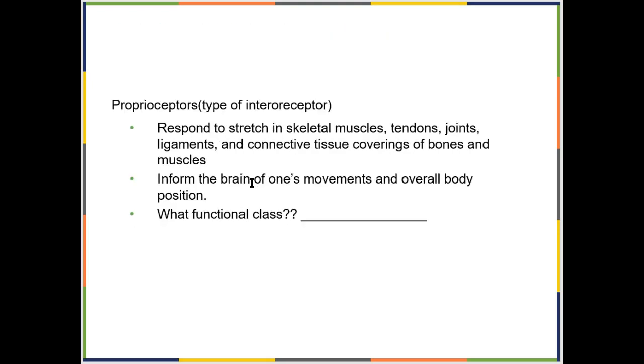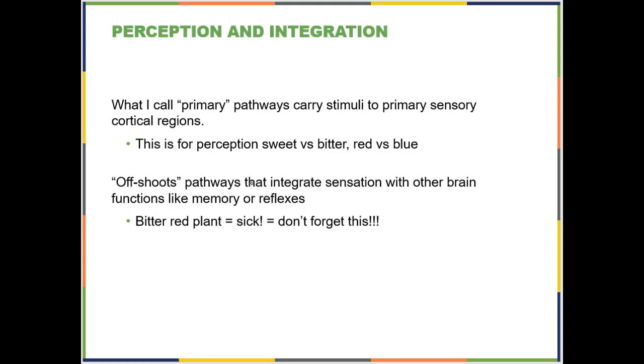Oh, and I forgot, the functional class here, right? This should be mechanoreceptors. I will try not to draw on the screen too much if you find that annoying, but I just think it's fun that I can do it. So this slide here, I just want to say these two terms, primary pathways and offshoots, those are my own creation to differentiate between different neurological pathways.